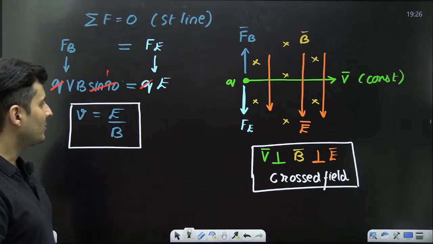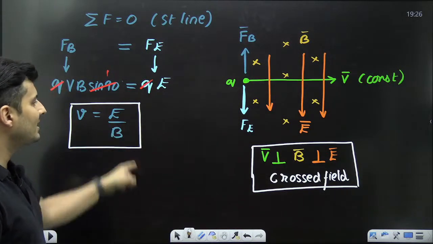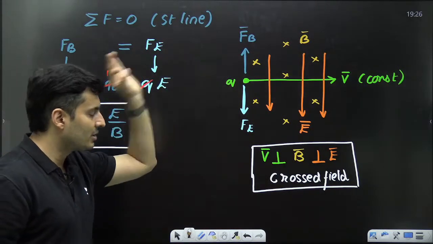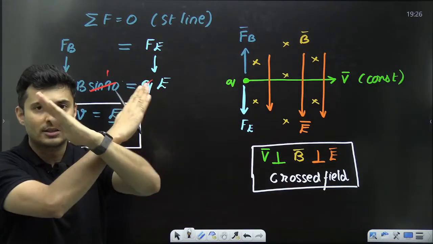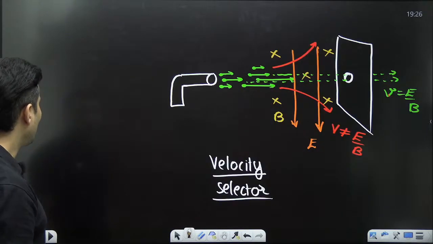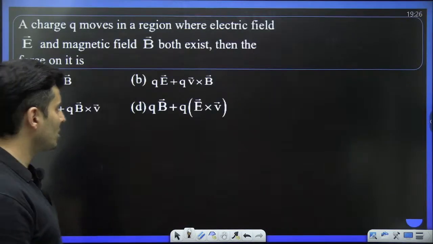All right. So this is a theory. You should remember this formula. V is E by B. This kind of arrangement is called a crossed field because they are all perpendicular. Perpendicular means cross. Keep that in mind. Alright, so I think with this we should be able to start solving some questions coming up on your screen.